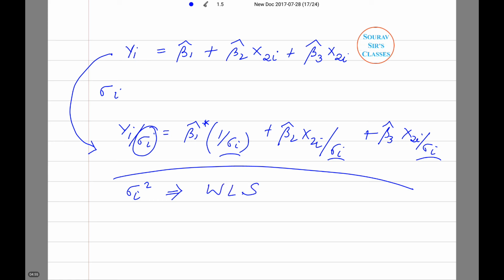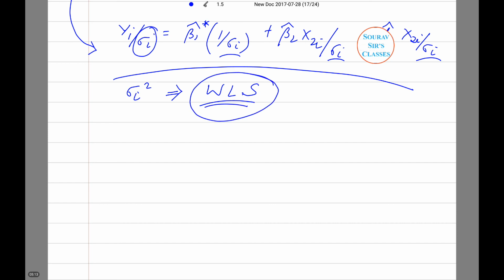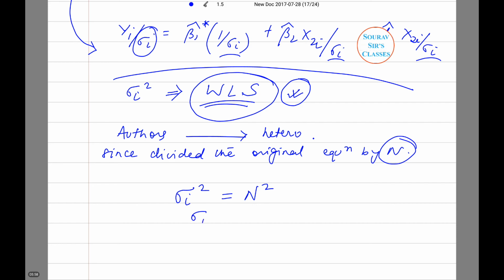So in the equation itself we have seen that the entire original equation was being divided by a factor N. So this means, we can interpret that the author was applying weighted least square, which is a method that is used in presence of heteroscedasticity. So we can say that the author was definitely concerned about heteroscedasticity, since he has divided the original equation by N, where he is assuming that the error variance is proportional to N square, and that's why sigma i will become N.